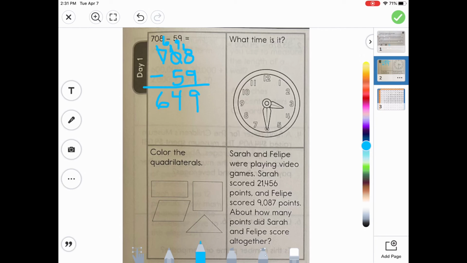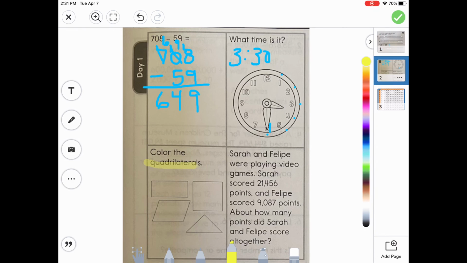The next problem has you looking at a clock. What time is it? Well, the hour hand is pointing in between the 3 and the 4, so I know that the hour is 3 o'clock. And then the minute hand, which is the longer hand, is pointing to the 6. You skip count by 5s to figure out how much that's worth if you don't know off the top of your head. So 5, 10, 15, 20, 25, 30, 30 minutes. So it is 3:30.